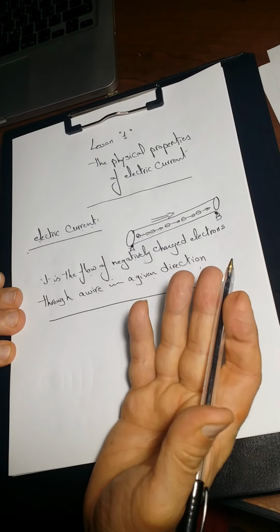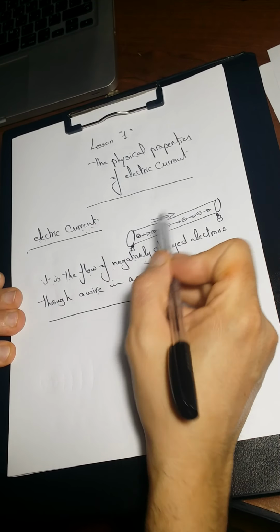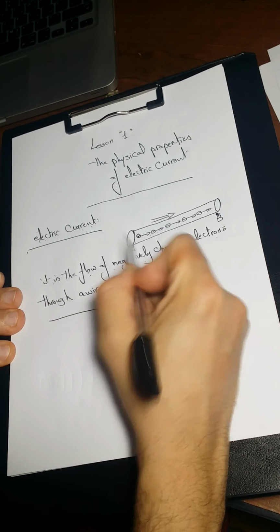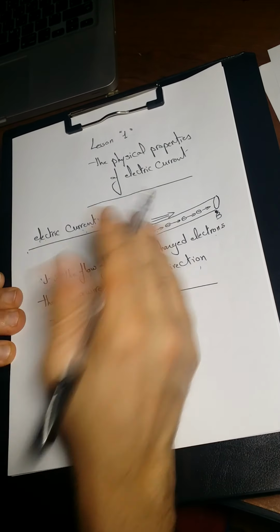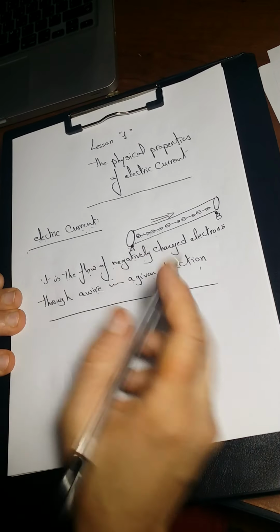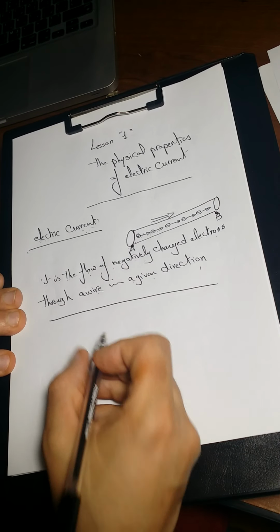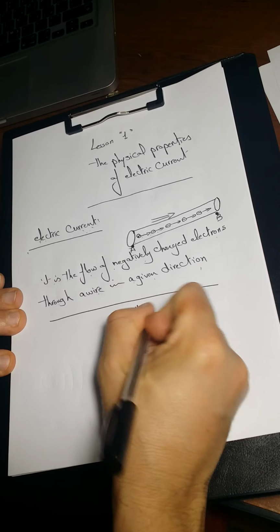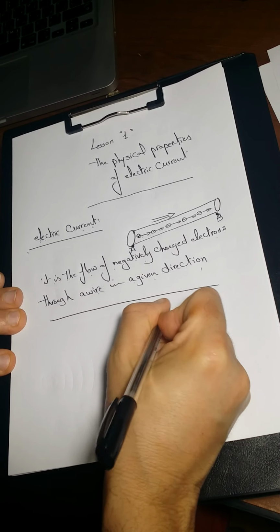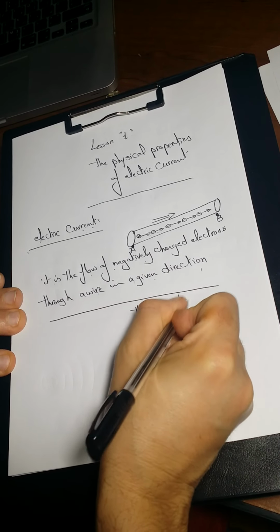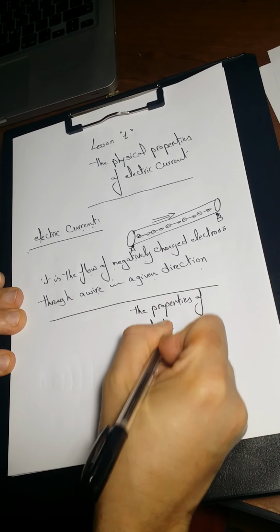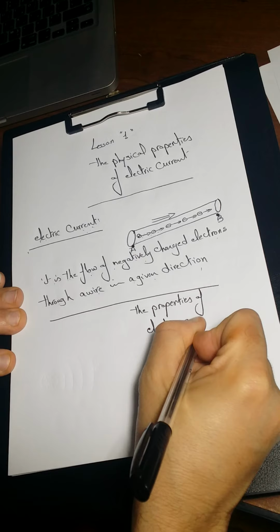Why are the electrons moving at all, and why are they moving from A to B? Why didn't they move from B to A? To answer this question we have to study the properties of electric current.